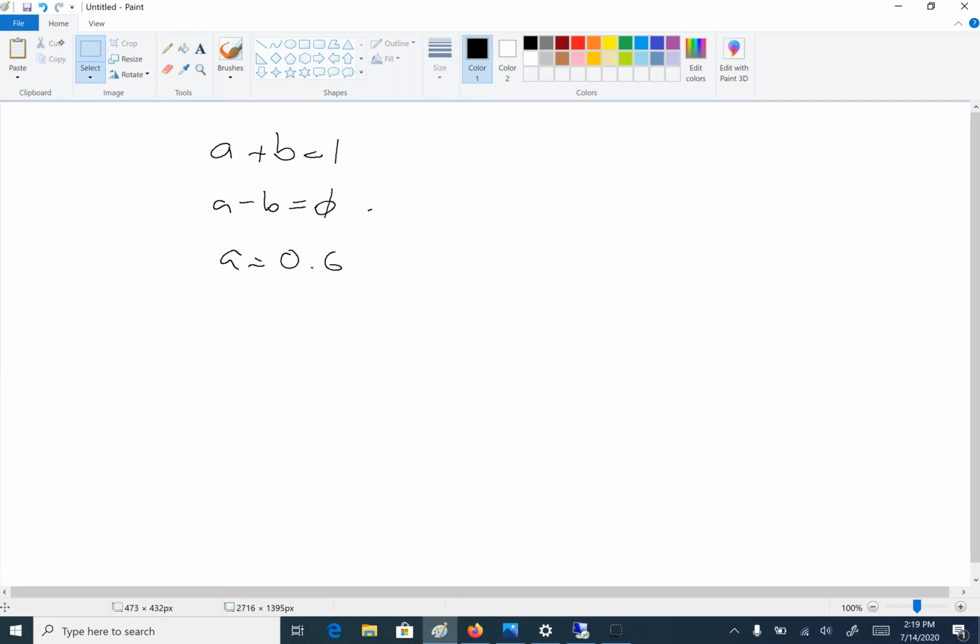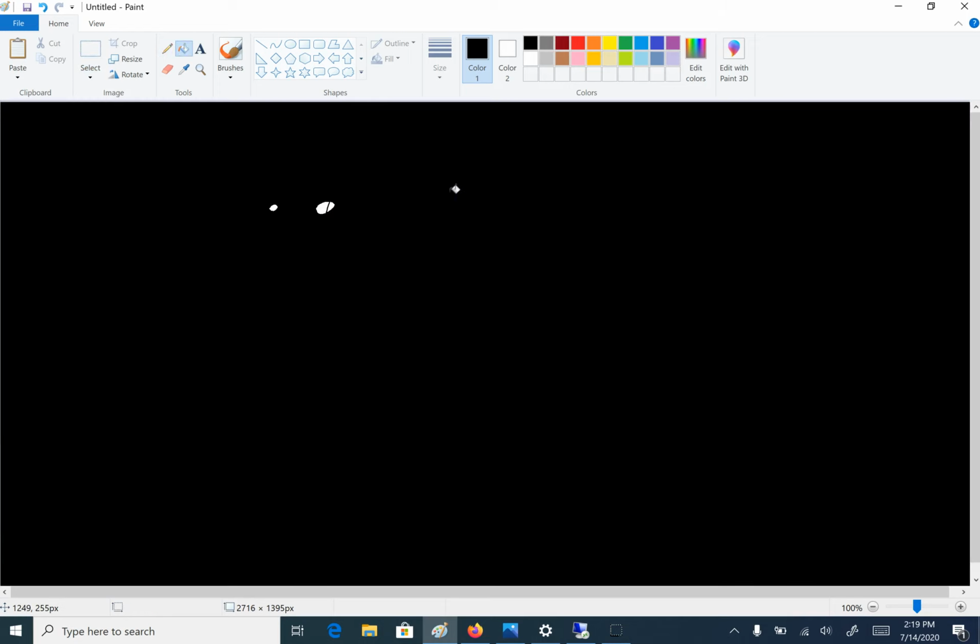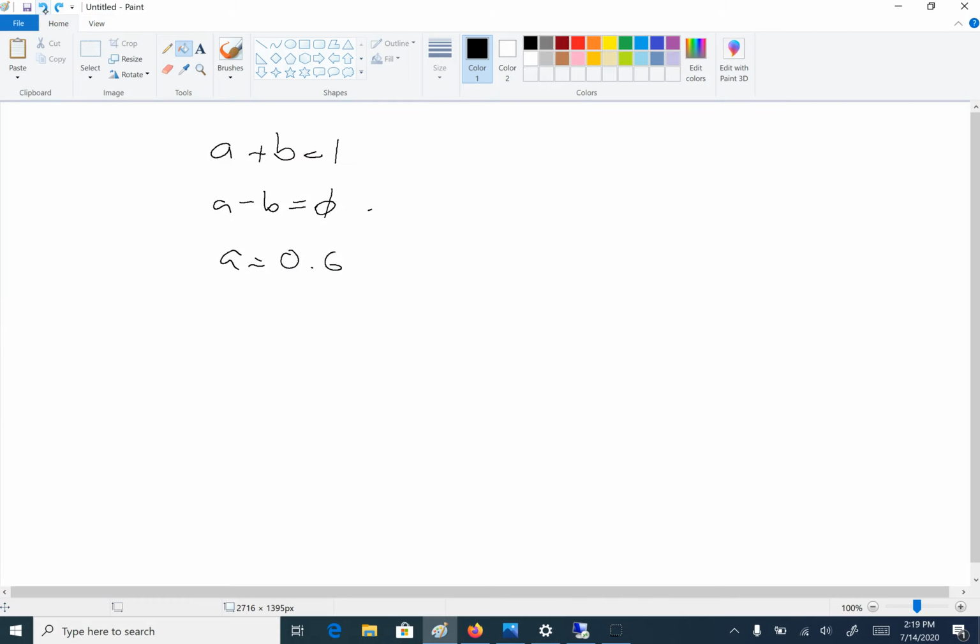And why is it called least squares? Because this solution minimizes, or least squares minimizes, the sums of the squares of the residuals.